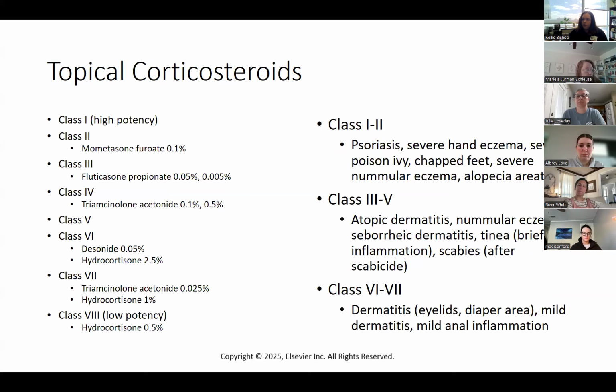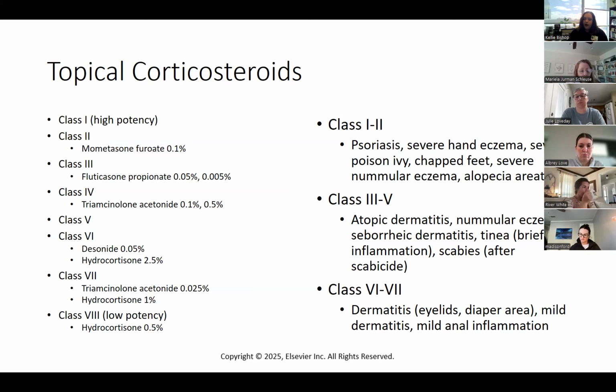Class 1 to 2, those are going to be more of our chronic conditions. So we'll talk more about those in the summertime, but severe hand eczema is one where you may use mometasone or something like that.